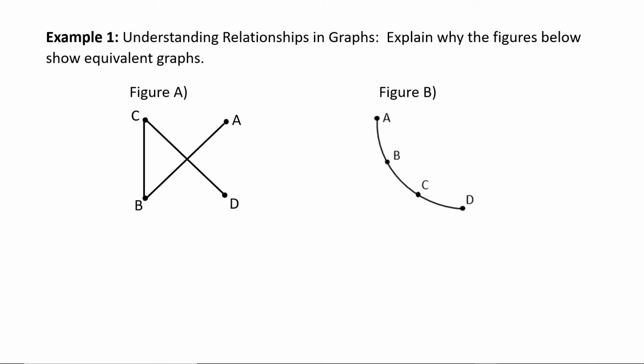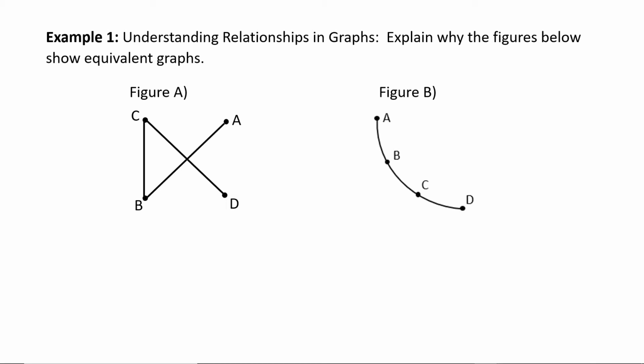Example, understanding relationships in graphs. Explain why the figures below show equivalent graphs. Let's begin with figure A. It has vertices A, B, C, and D, and the edges that connect them are A to B, B to C, and C to D. Let's look at figure B. It also has vertices A, B, C, and D. It has edges that connect A to B, B to C, and C to D.